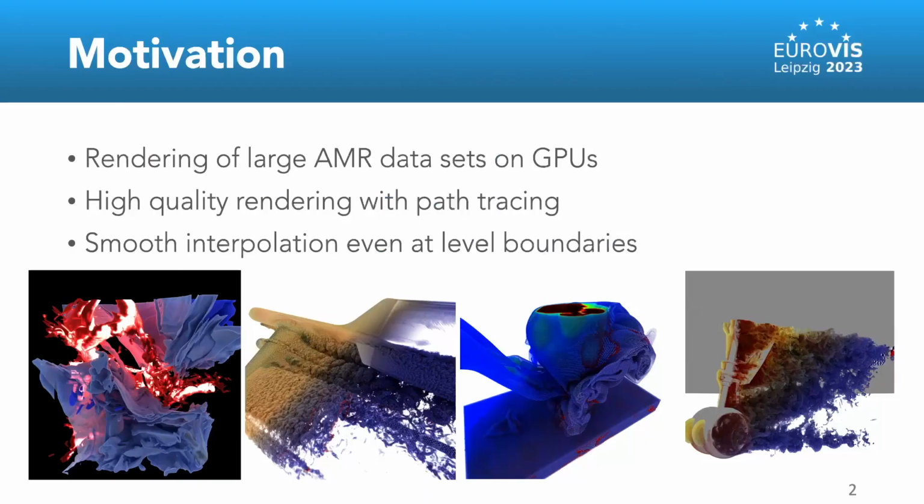Our objective is to render very large AMR datasets. We want to do this on GPUs. We're interested in very high quality rendering with volumetric path tracing, and our prime objective is that interpolation is smooth even at the level boundaries.